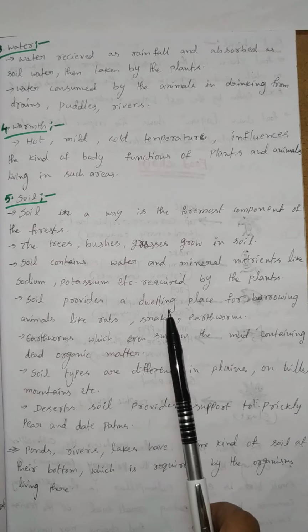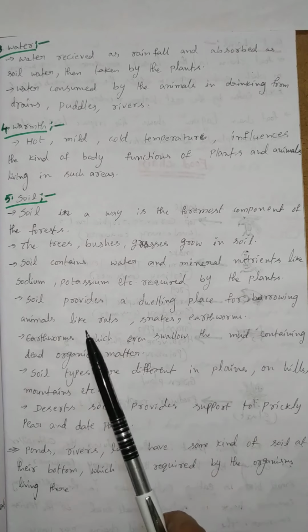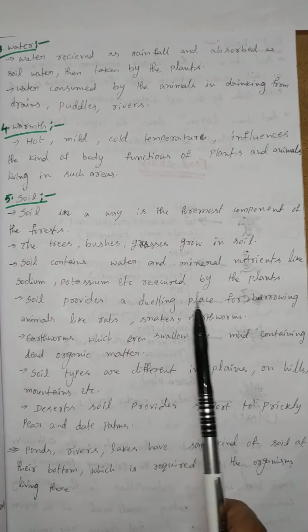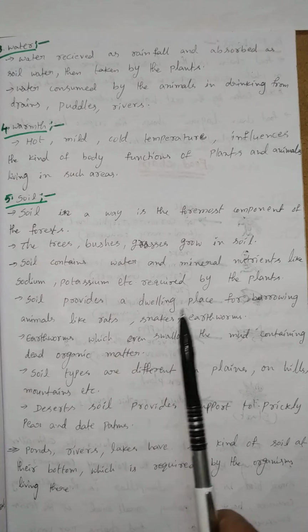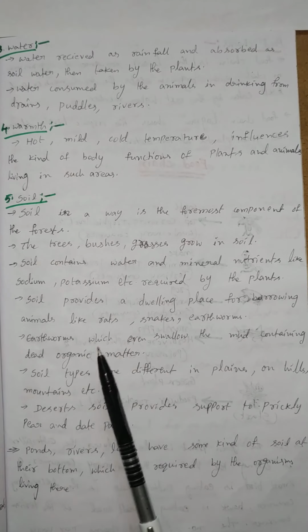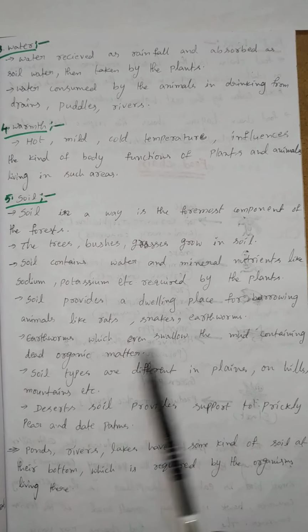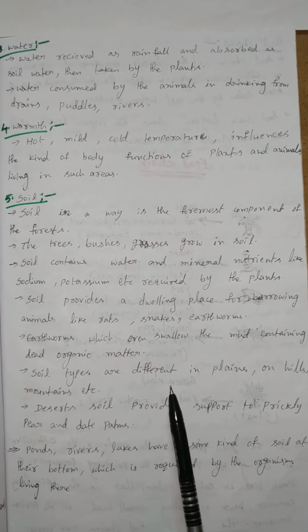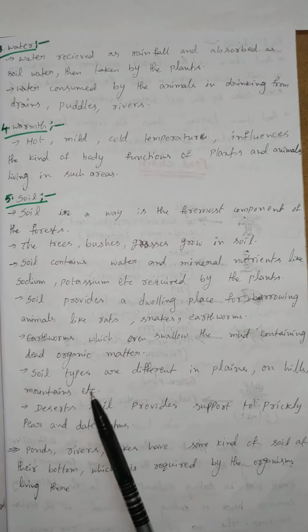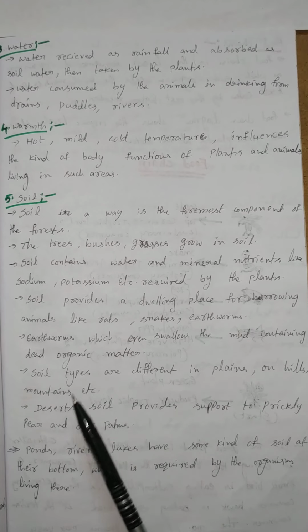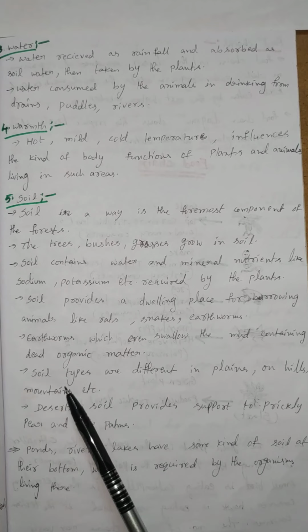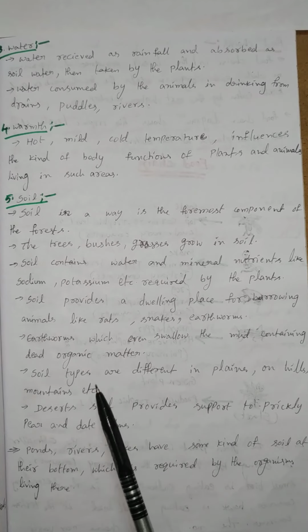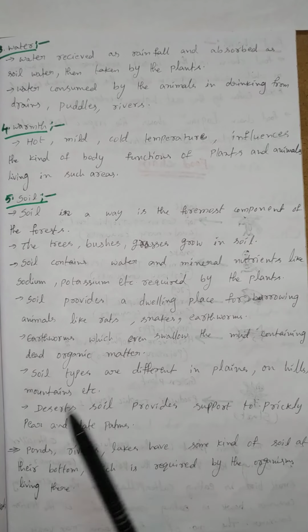Soil provides a dwelling place for burrowing animals like rats, snakes, earthworms. So this is the dwelling place of the rats, snakes, earthworms. Earthworms even swallow the mud containing dead organic matter. Soil types are different in plains, on hills, mountains, etc. So soil types are red soil, sand, black soil. So there are different types of soils in the plains.